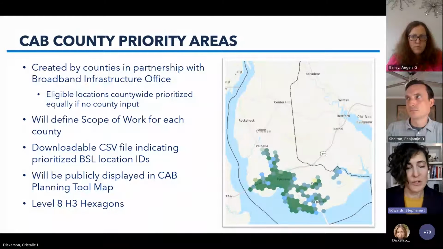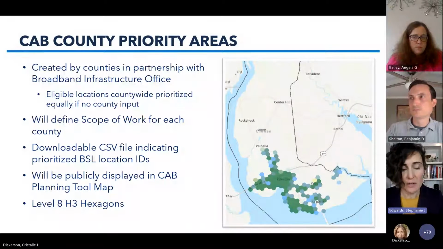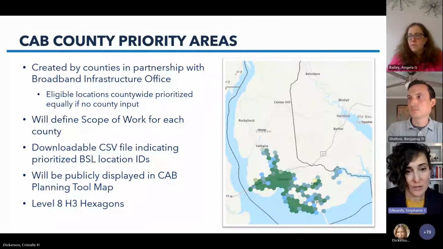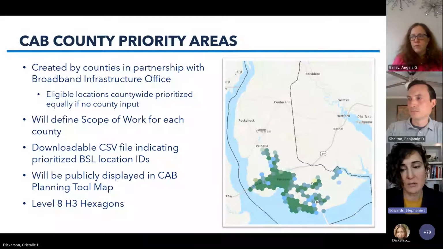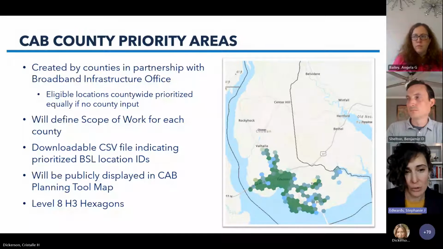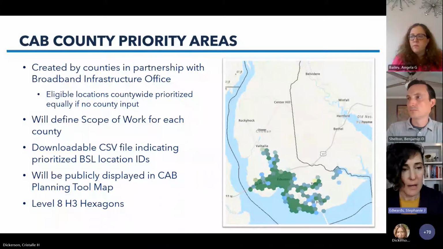These are H3, what's called level 8 hexagons. If you're familiar with the national broadband map, those are the same size hexagons that are the most specific and smallest ones available for download when you download broadband availability data. Each of those hexagons has its own ID number, so that is a good way of communicating back and forth with the public and with anyone working on CAB that doesn't have a license to access the location level data. I'll explain a little bit more about the priority areas in the next slide.